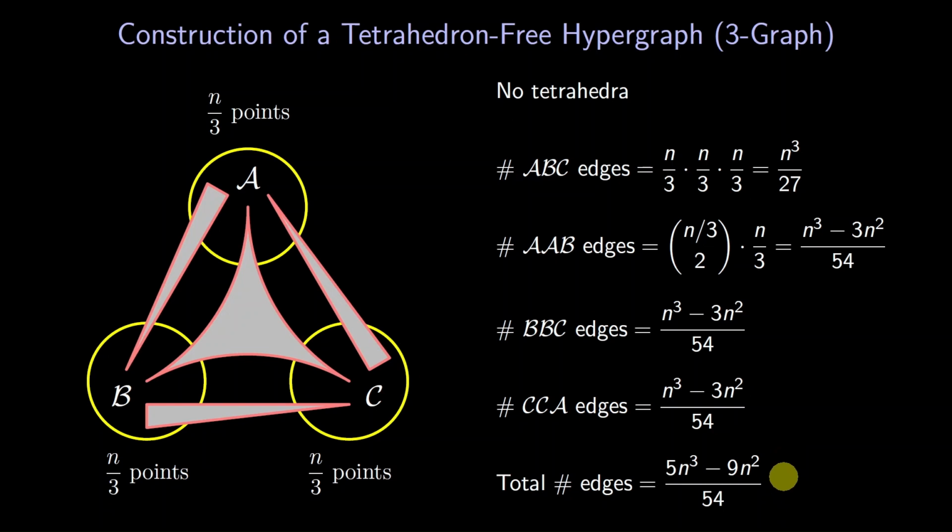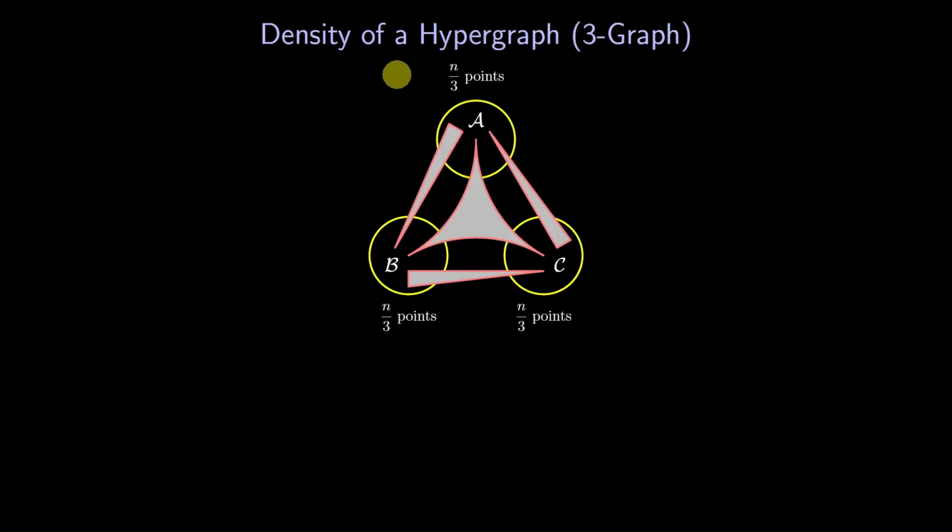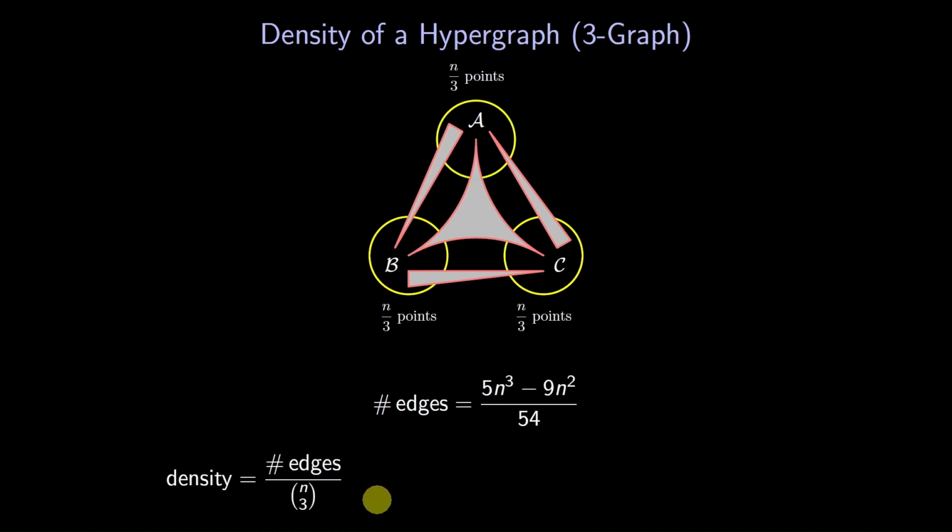This calculation assumed that n is a multiple of 3. Even if n weren't a multiple of 3, though, we'd get roughly the same number of edges. Here we've counted edges. Instead of a count, we're often interested in the fraction of edges. We'll call this fraction the density. A 3-uniform hypergraph has at most n choose 3 edges. So the density of a 3 graph is the number of edges divided by n choose 3.